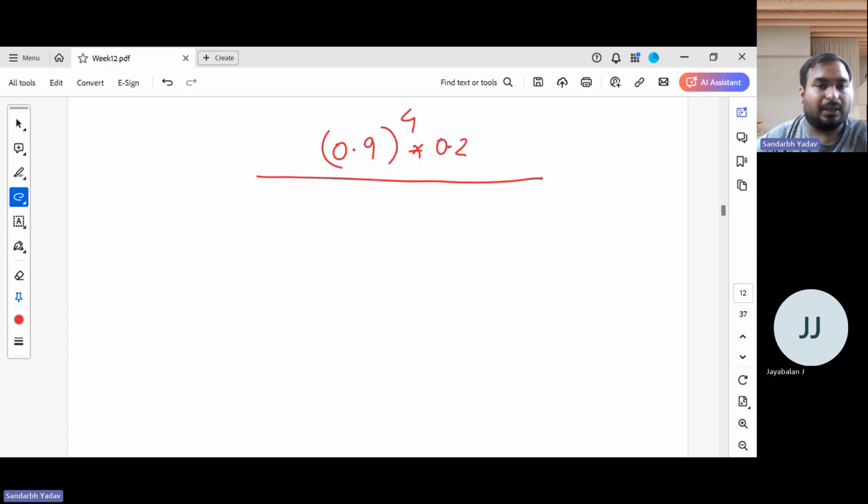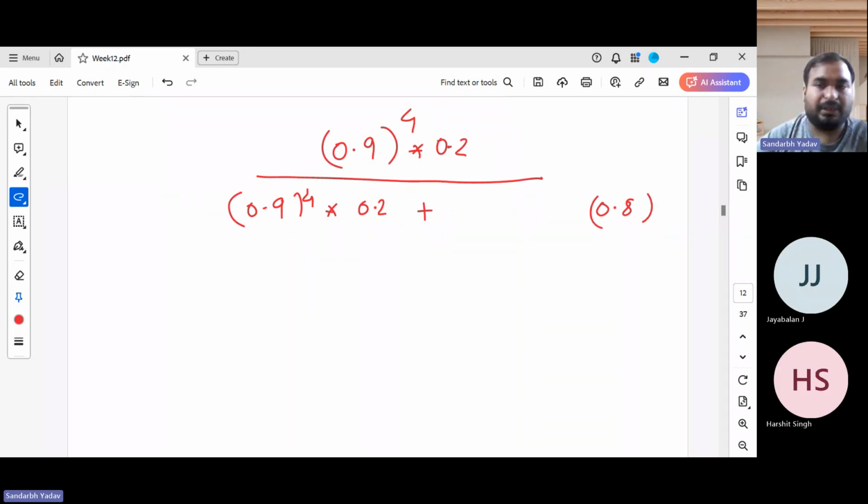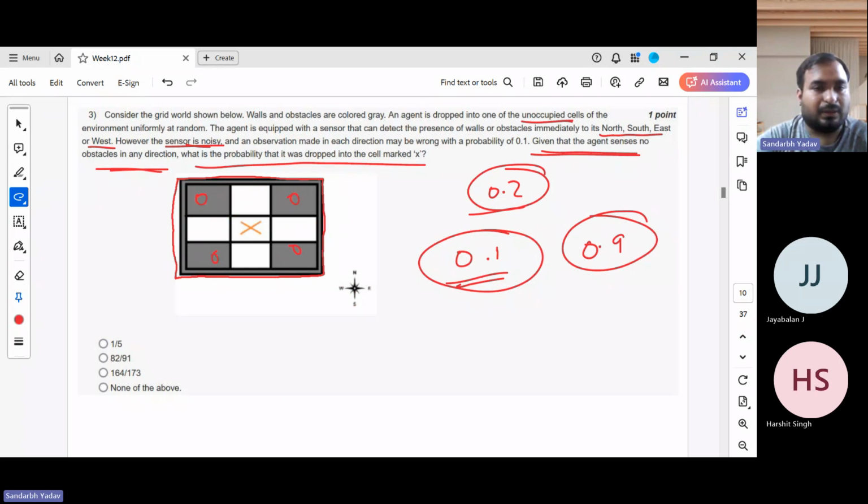Again, like I mentioned before, the first term in the numerator will be here again, 0.2 times that, plus another term. What is the probability that it's not dropped in this cell? With 0.8 probability, it could be dropped in the other four cells, like this one, or this one, or this one, or this one. Once it's dropped there, we have to find the probability that it detects no obstacle. If we consider this cell, it already has obstacles in three directions, so in those three directions the sensor should give a wrong reading, saying there is no obstacle, although there is one. And this should happen for all these four cells because they are symmetric.